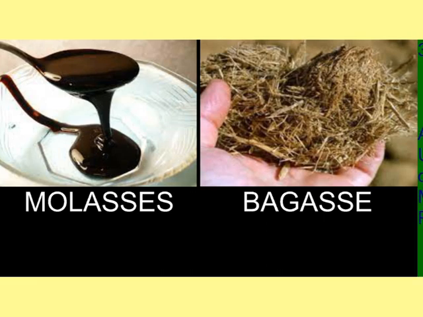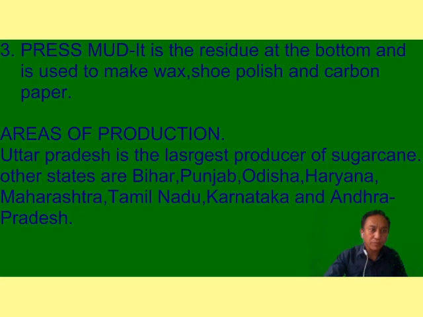Then the third one we have is press mud. Now this press mud is also another byproduct. It is the residue at the bottom and is used to make wax, shoe polish, and carbon paper. So this is the third byproduct of sugarcane.